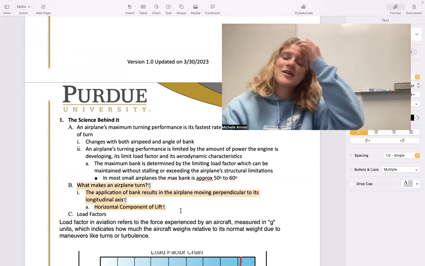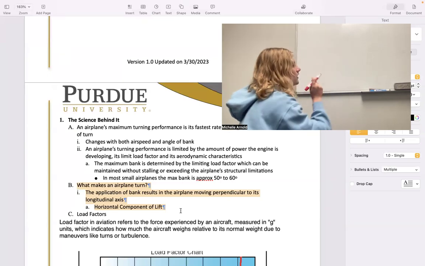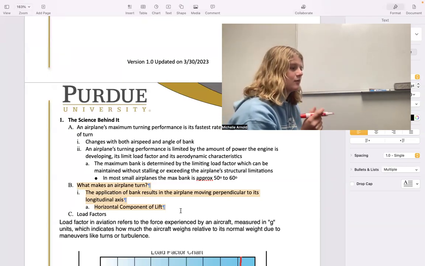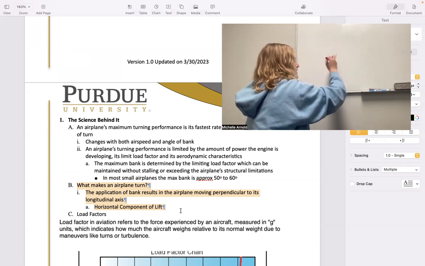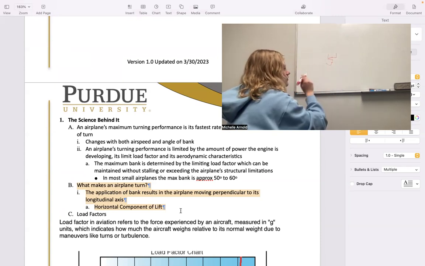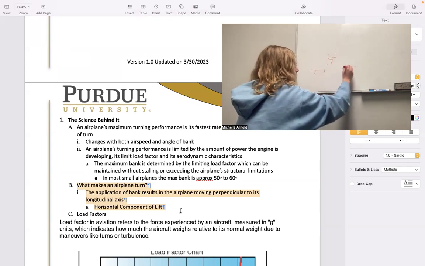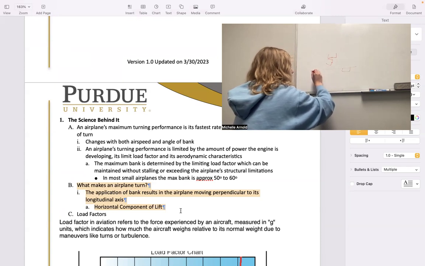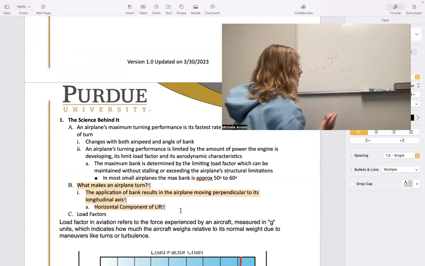Now, what makes the plane turn? That is going to be the ailerons. That's one of your main control surfaces. Now the ailerons, when you bank to the left, so if this is your yoke, you're banking to the left. This is going to make your left aileron go up, right? So if this is your plane, these are your ailerons. Your left aileron is going to go up, while your right aileron is going to go down.